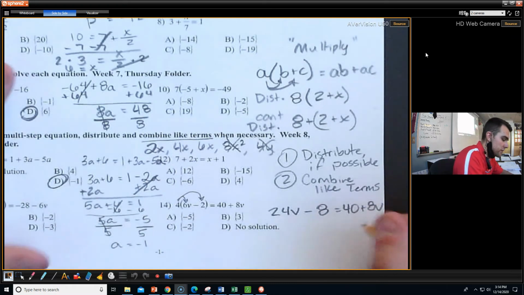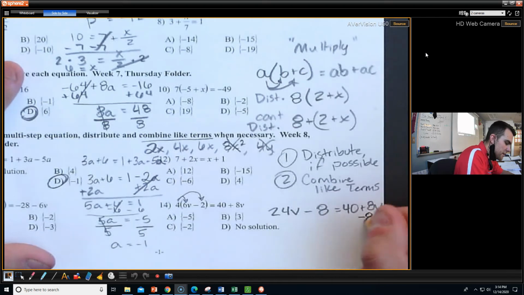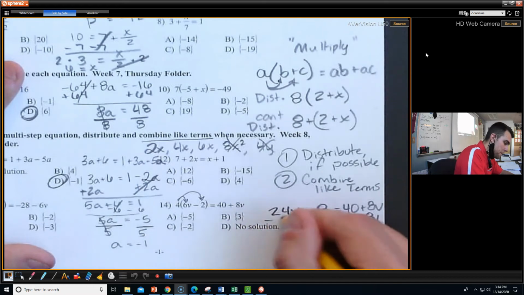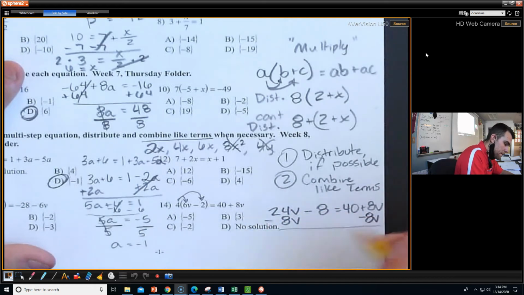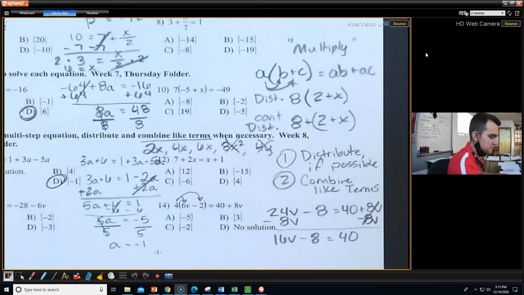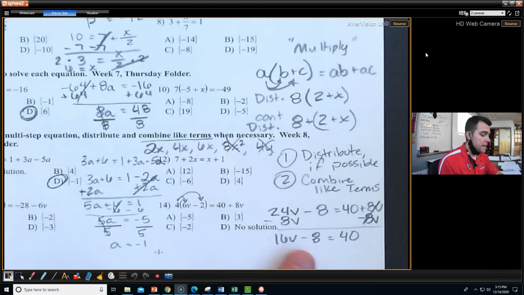So for example, I'm going to undo the 8v here by subtracting 8v. What I do to one side, I have to do the other. Basically, you can switch them around, yeah. So you get 16v minus 8 equals 40. Oh, you could do it like that too if you want. Okay? So we're going to now undo the subtraction.